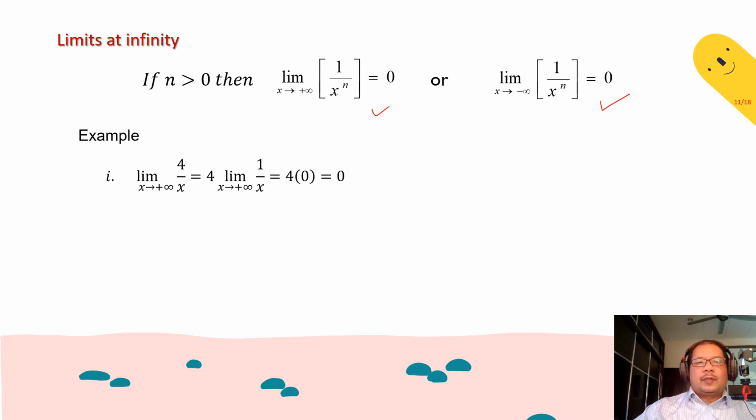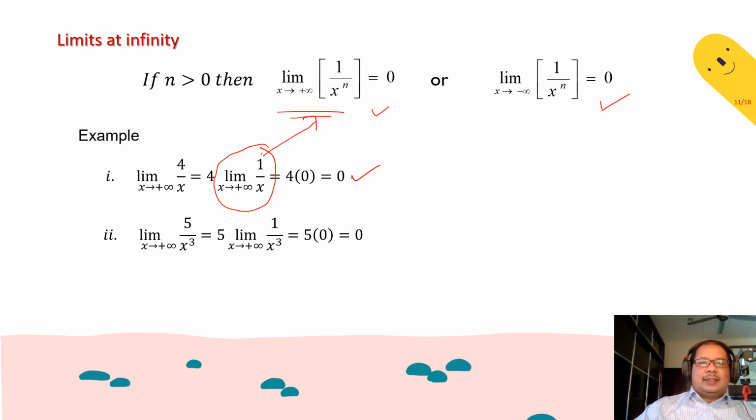Okay, example here. The limit as x approaches positive infinity of 4 over x, we can write as 4 times the limit as x approaches positive infinity of 1 over x, which becomes 0. You use these properties. So 4 times 0 is 0. Number 2, the limit as x approaches positive infinity of 5 over x to the power of 3 equals 5 times the limit as x approaches positive infinity of 1 over x cubed. We use these properties also. So this becomes 0, and 5 times 0 equals 0.